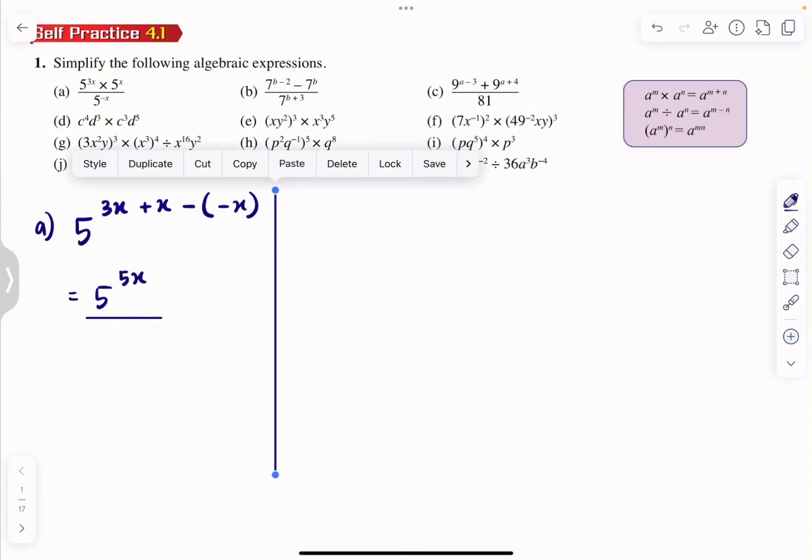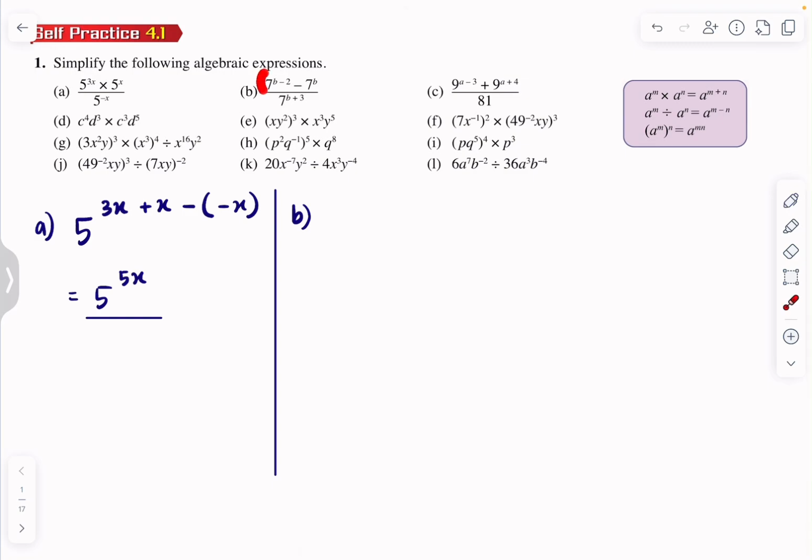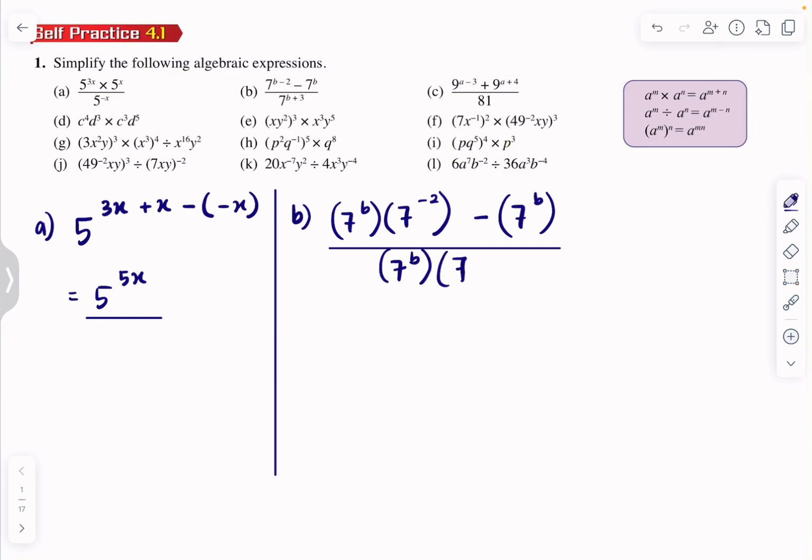B is a bit different because B has minus. You see, the law only applies for times, divide, and if you have powers next to each other. But if it's minus like this, then you have to do it a bit differently. So what we can do is expand this. 7b minus 2, we can expand into 7b times 7 negative 2 minus 7b over, down here also the same, b plus 3 will become 7b times 7 power 3.